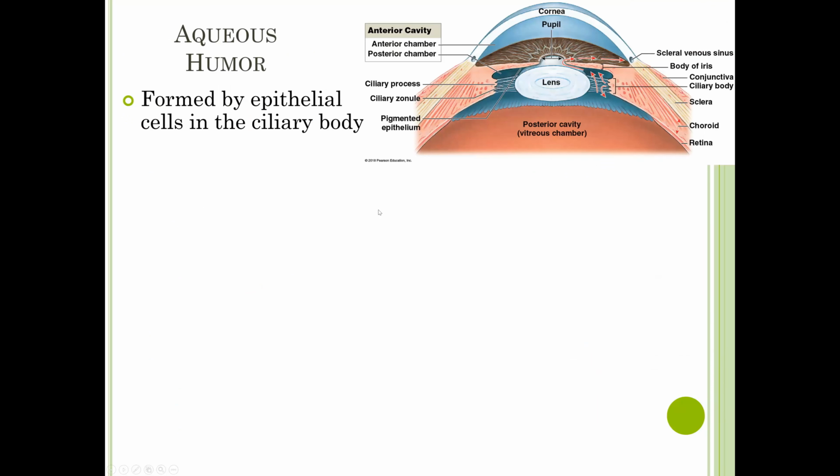So let's take a closer look at the aqueous humor. And we're also taking a closer look up here at the anterior cavity, which again, remember, can be divided into an anterior chamber in front of the iris and a posterior chamber behind the iris. So aqueous humor itself is formed by epithelial cells within the ciliary body. So you can see the little red arrows here represent the production of the aqueous humor.